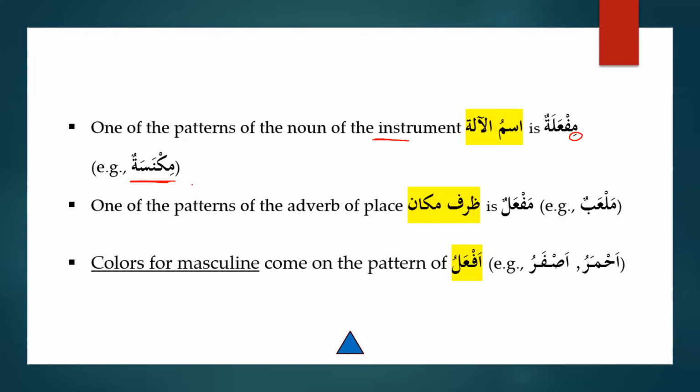However, there are many nouns that we will learn, inshallah, that are on the pattern of mif'alatun. And similarly, there is one pattern of adverb of place, that is maf'alun. So the difference you will see between the noun of instrument, ismul ala, and dharf, the difference will be meem, when meem has fatha.